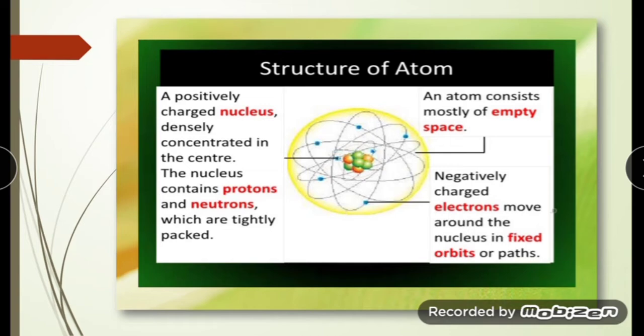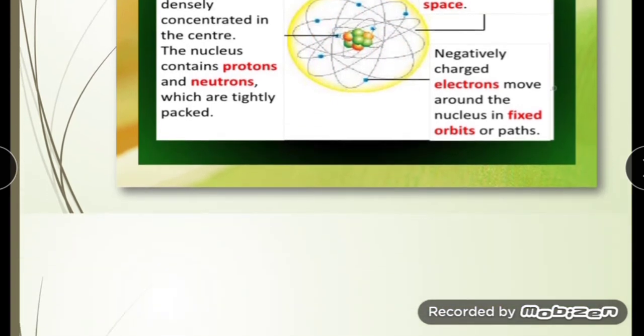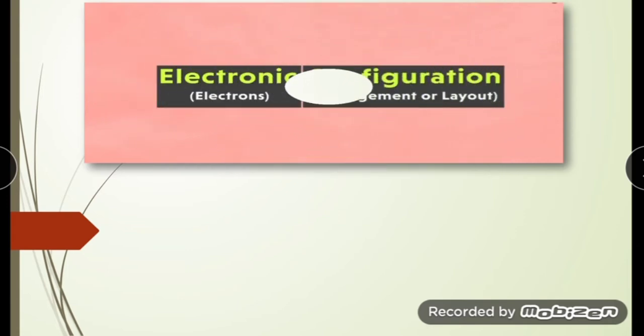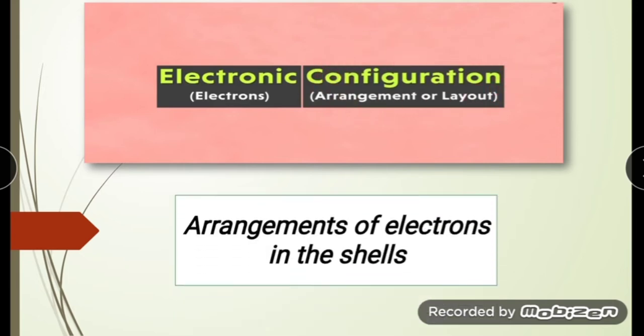With the help of that formula, we can find out how many electrons are accommodated in each shell. Now the arrangement of electrons in the shells is nothing but the electronic configuration. As the name itself suggests, electronic means electron and configuration means arrangement or layout. So in simple words we can say that the arrangement of electrons in the shells is called electronic configuration.